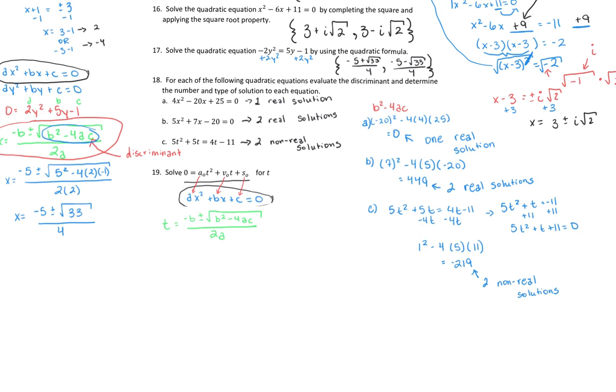So if we know our b is that v naught, we'll have a negative b, so it has to be negative v naught, plus or minus that square root, again, of our b, which is v naught, squared, minus 4 times a, which in our case is a naught, times our c, which in this case is just s naught, all over 2 times our a, which is a naught.